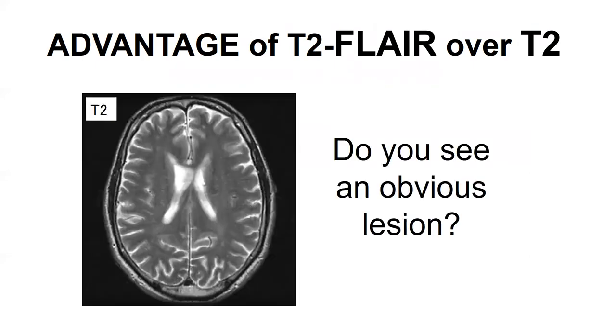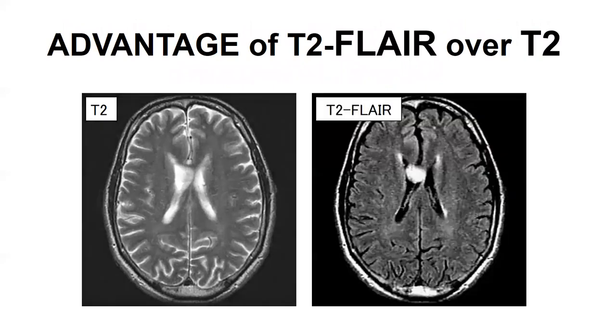All right, let's take just another quick practical lesson: the advantage in many, not all, but many situations of the T2 FLAIR over the T2. Where's the lesion? You see the lesion? Is it obvious now? Yes, when we suppress the normal water, CSF, in the ventricles and the subarachnoid space, it can make smaller lesions in or adjacent to the ventricle or the subarachnoid space much more conspicuous. It can increase its conspicuity, which allows us to detect the lesion.